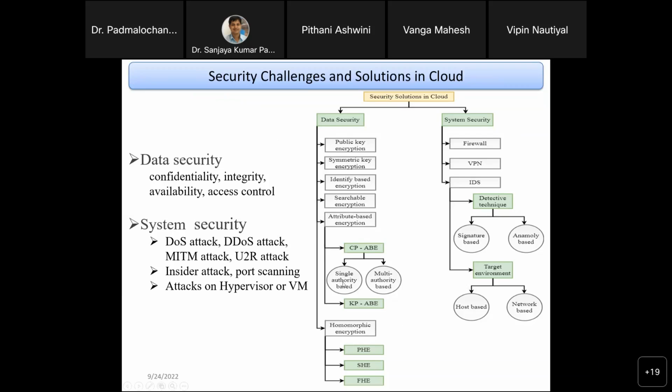These are two important advanced crypto systems. I'll be focusing on attribute based encryption today, though I'll just touch upon homomorphic encryption.